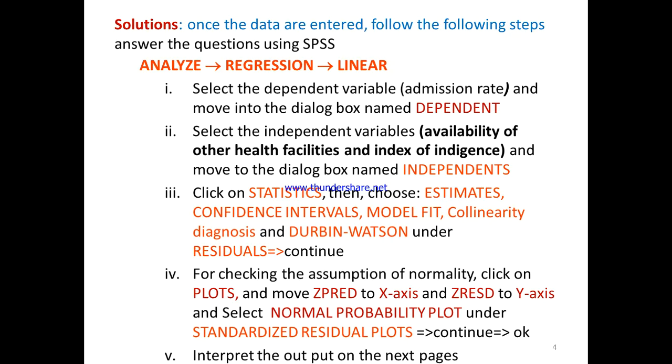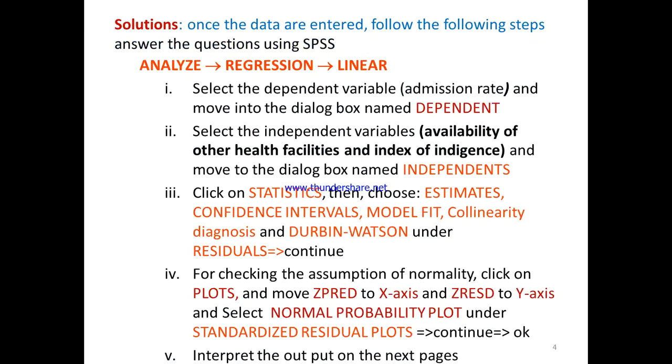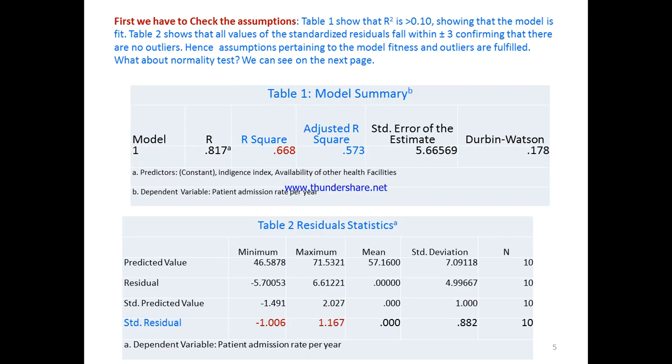To run the test, you have the steps already in your slide, how to go about step 1, step 2, step 3, step 4, and step 5. I think you can directly read this from your slide, and I don't need to go into that. You follow exactly these steps to run the multiple linear regression.